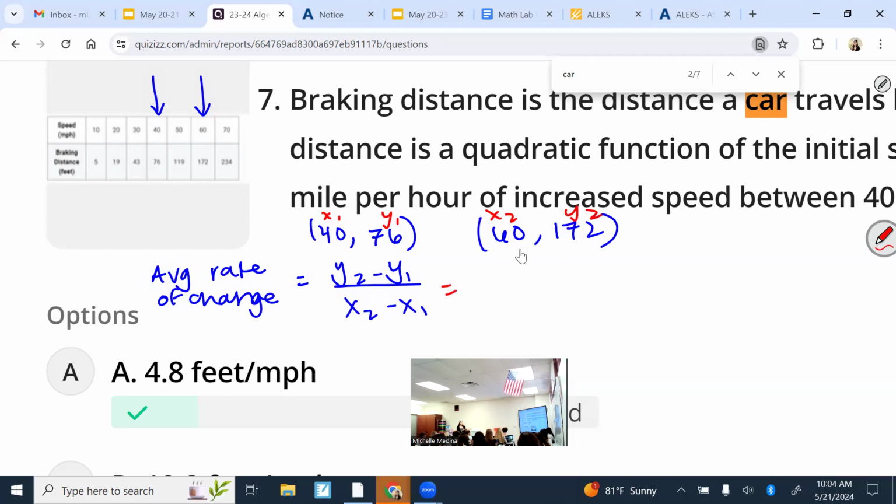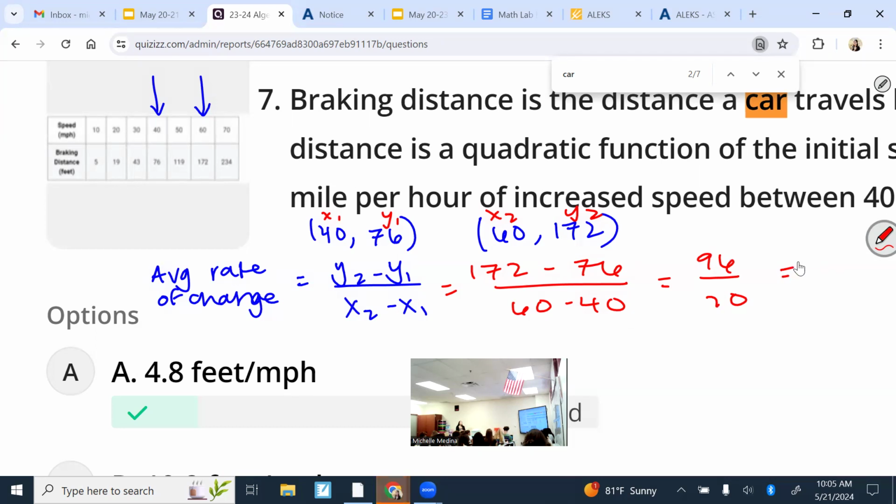So the way that I labeled it, I'd be doing 172 minus 76 over 60 minus 40. Because you want your average rate of change, your change in your y's divided by your change in your x's. So definitely I would add that to my note card. And simplify it, 172 minus 76 is 96. 60 minus 40 is 20. 96 divided by 20 is 4.8.